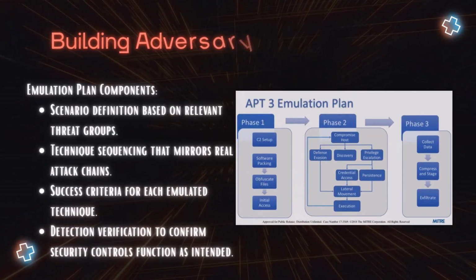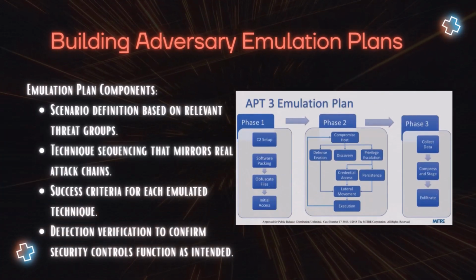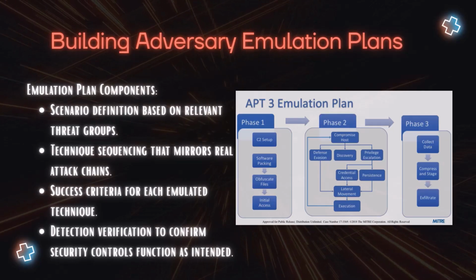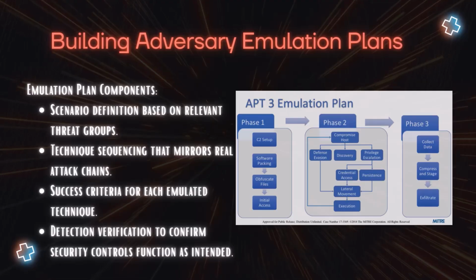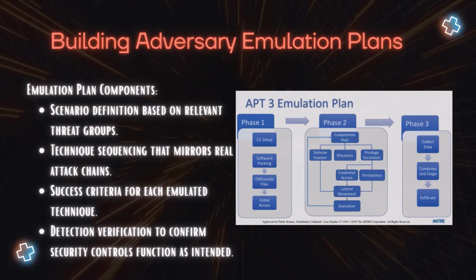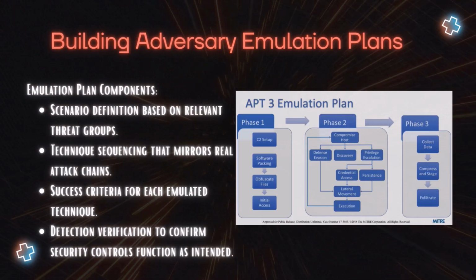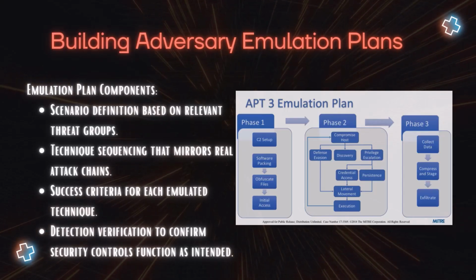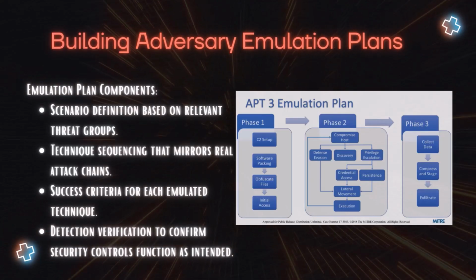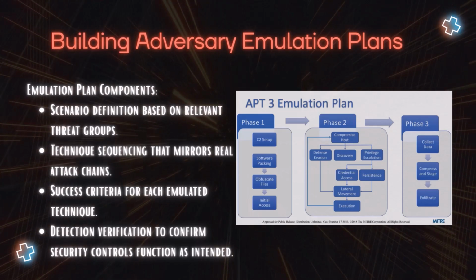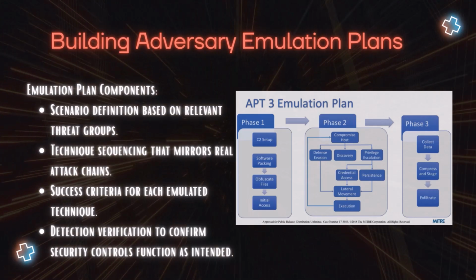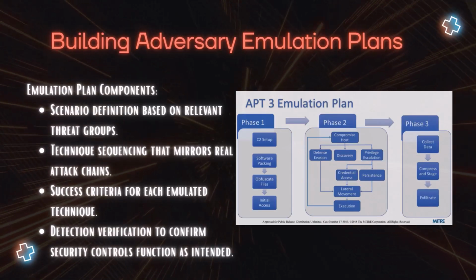Red teams leverage ATT&CK to design realistic attack scenarios that test organizational defenses. By emulating documented adversary behaviors, security teams can validate detection capabilities and identify defensive weaknesses. Emulation plan components include scenario definition based on relevant threat groups, technique sequencing that mirrors real attack chains, success criteria for each emulated technique, and detection verification to confirm security controls function as intended.